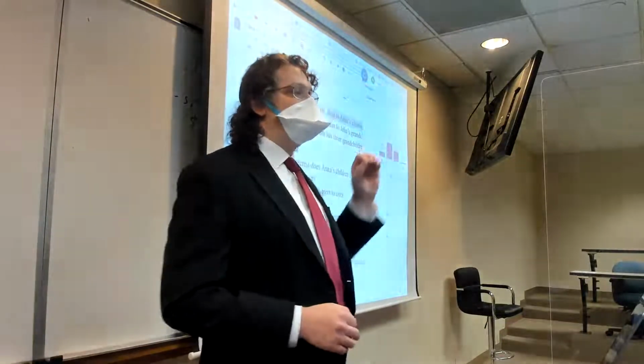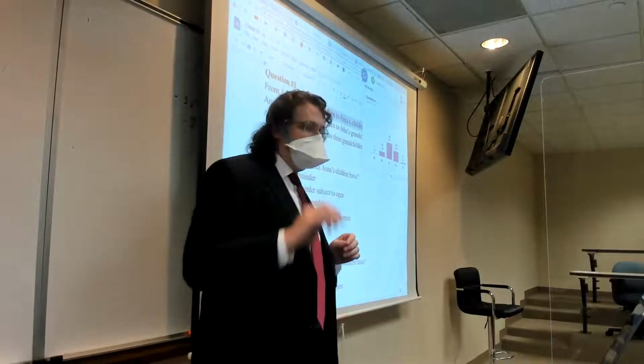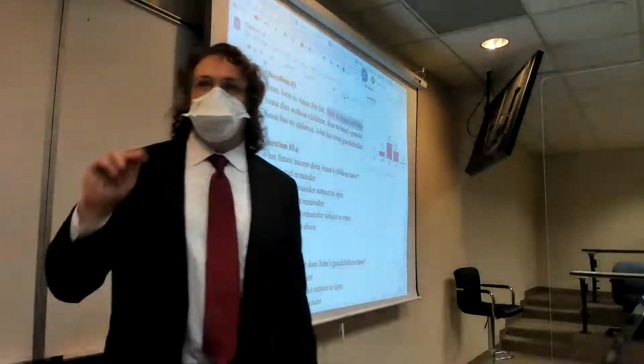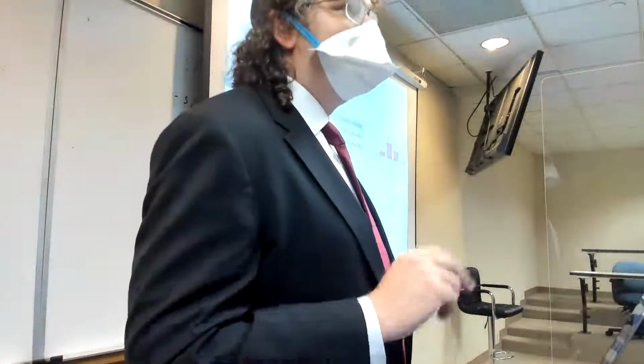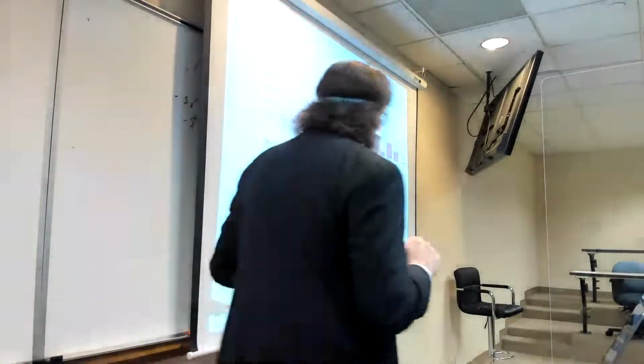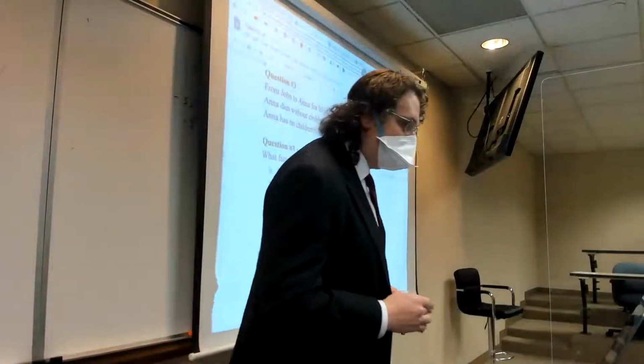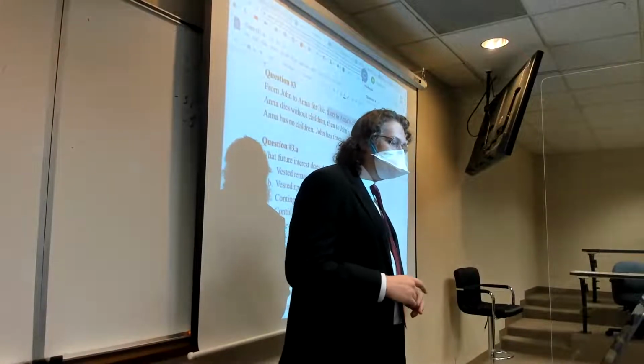There are 0 ascertained children now. You cannot have a vested remainder if there are 0 ascertained children. So A and B are out, right? A and B are out. All right, so now you have C and D.